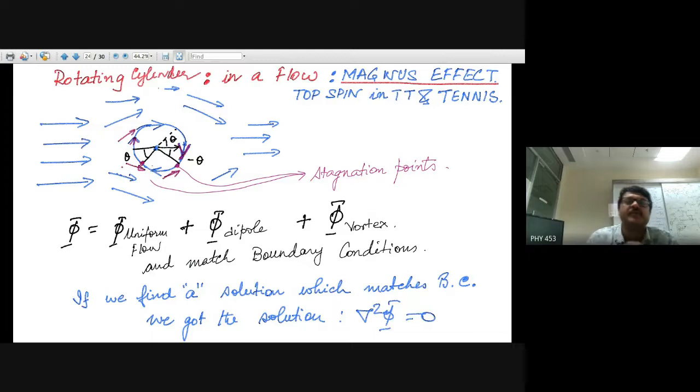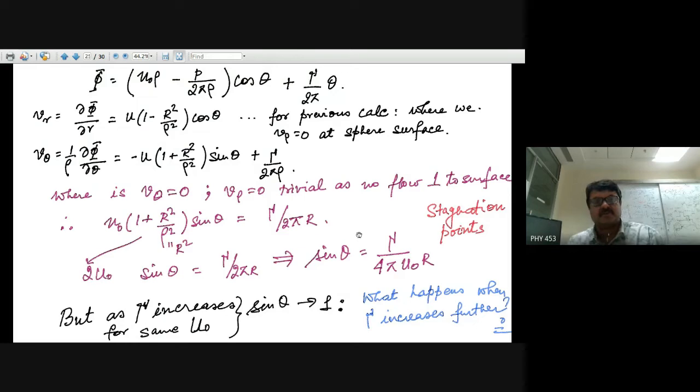We are solving for the potential velocity field. So we have added the velocity potential, and if we can match boundary conditions, then we are done, right? So that's what I have written here. If you find a solution which matches the boundary conditions, you've got the solution to Laplacian phi, the sum of these three potentials, equal to 0.